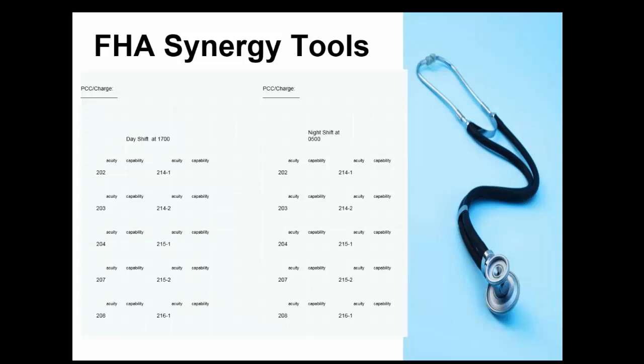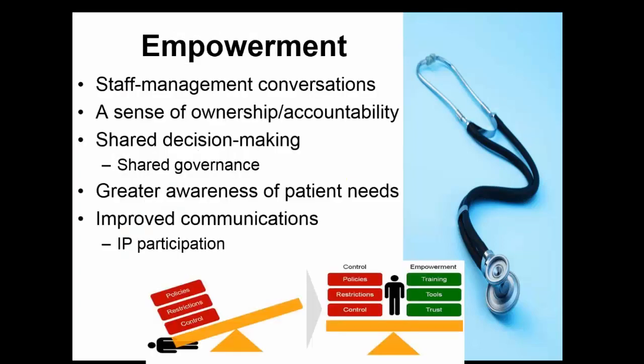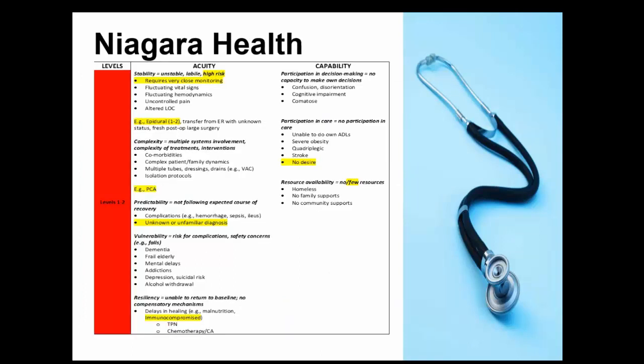So these are just some other examples of different tools that have been created to use with the Synergy model. This is from Fraser Health, and it's what the charge nurses use 2 times a day. They record acuity and capability for each of the patients, and then they can look through that to make sure that when they're making assignments they have workload distribution and are following their safe staffing guidelines. And then this is an example from Niagara, and this is one of the first versions.